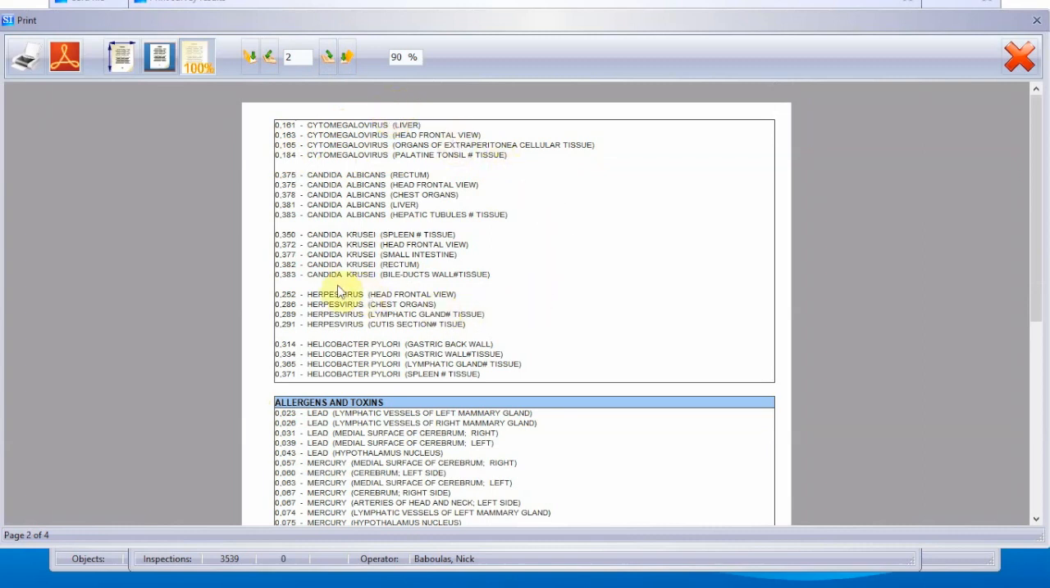Then we also see another virus, the herpes virus, and that again is below 0.285 in some areas, which are the chest and the head and frontal region. So we know that those are two important ones that we want to make spectronosodes against.